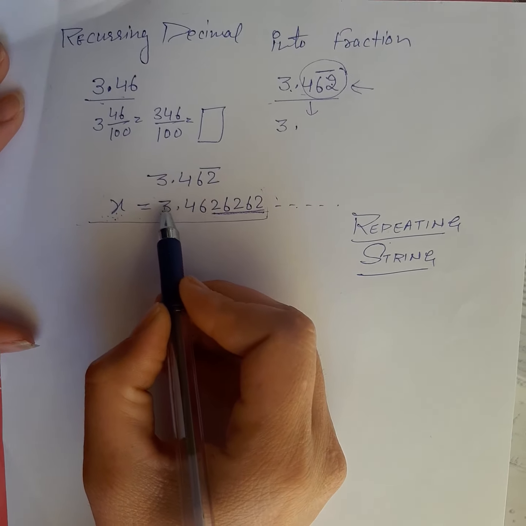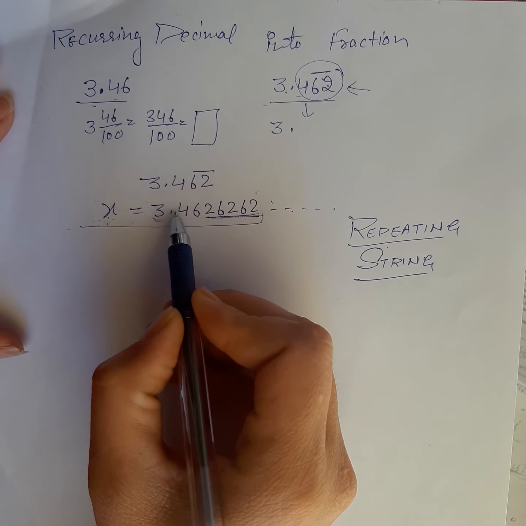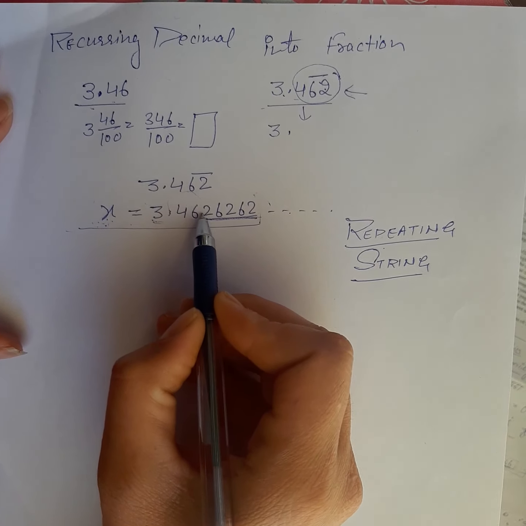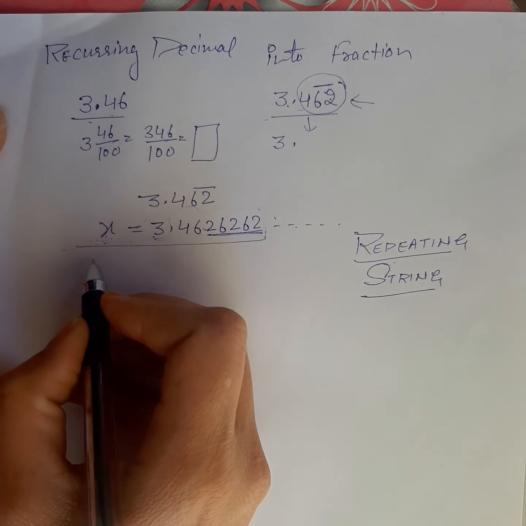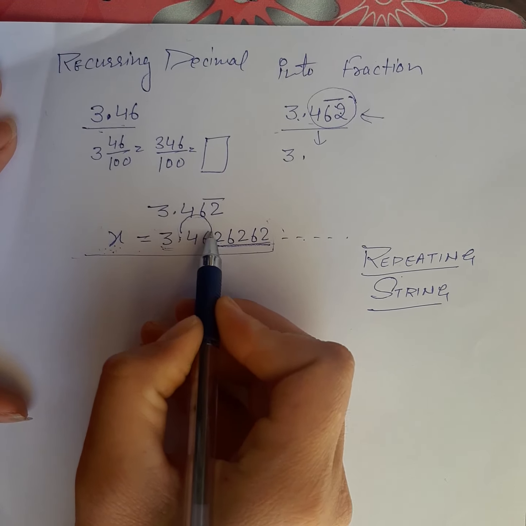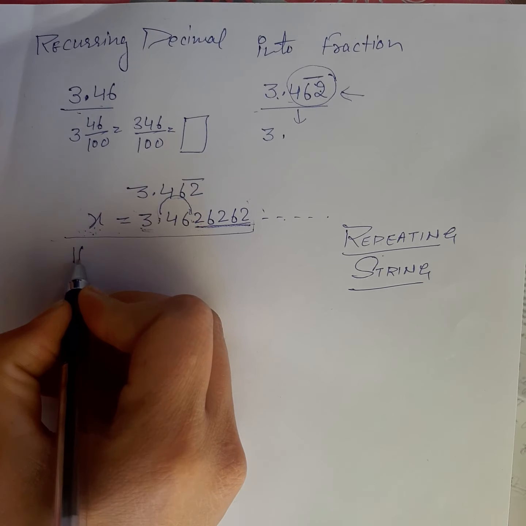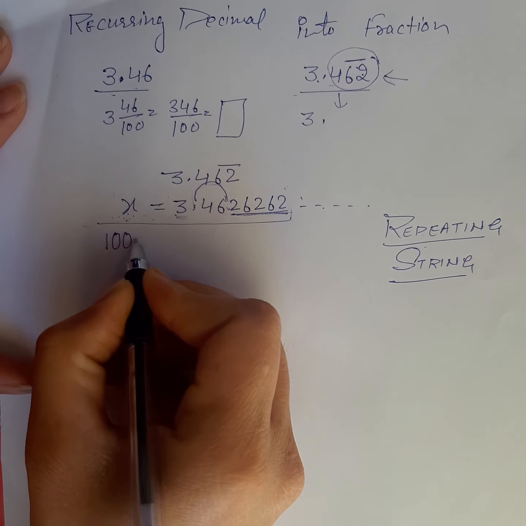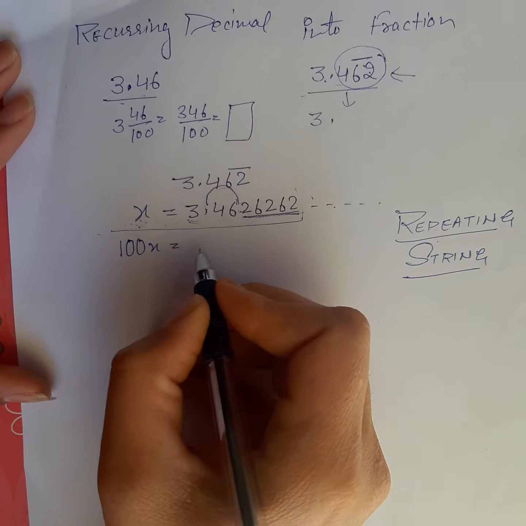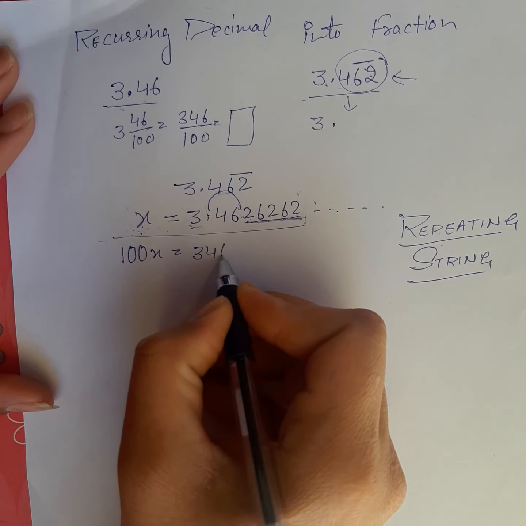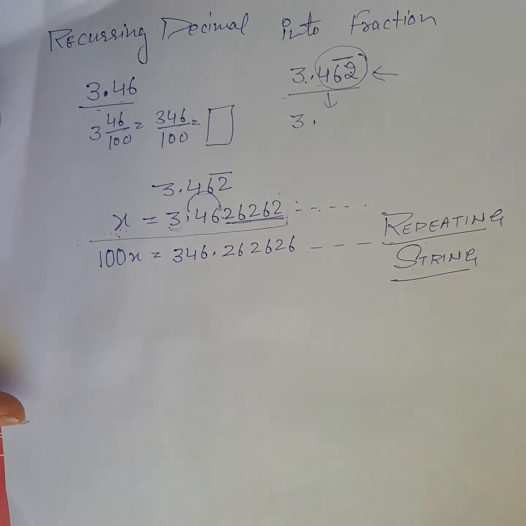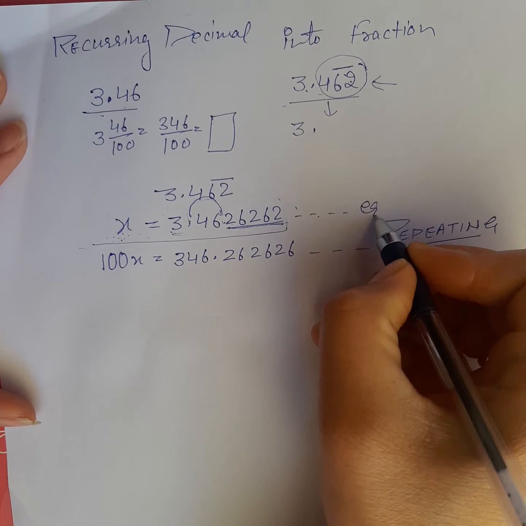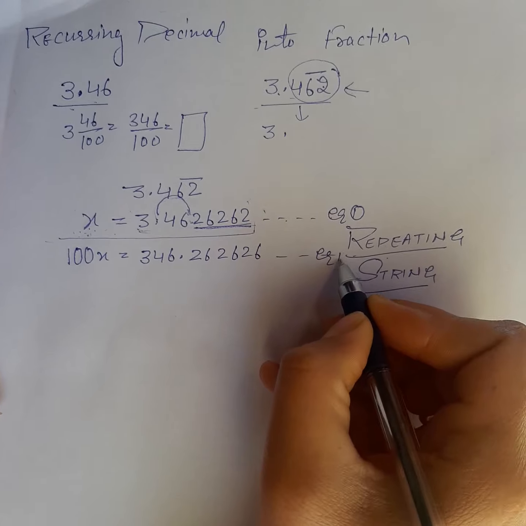So here, if I bring this decimal to here, the repeating string will be 2626 and so on, and in the other case also. So to bring this decimal to here, I am multiplying this equation with 100. So this will become 100x, and this decimal will go there. So this will become 346.262626 as it is. It's a never ending process. Let's call this equation 1 and this equation 2.